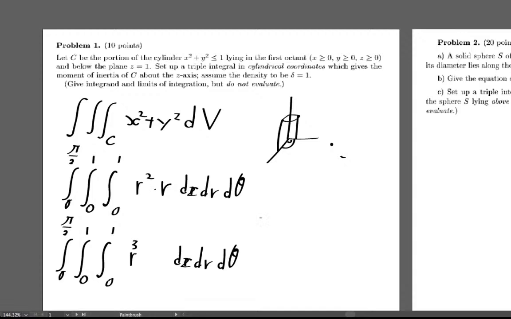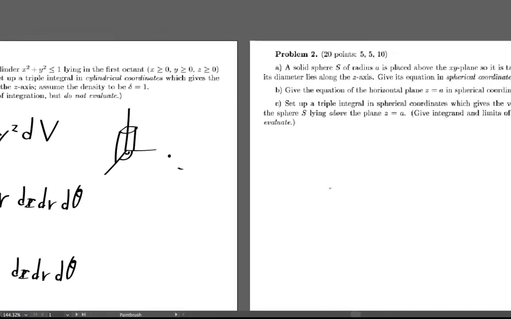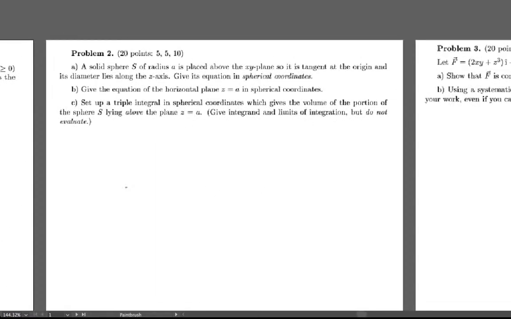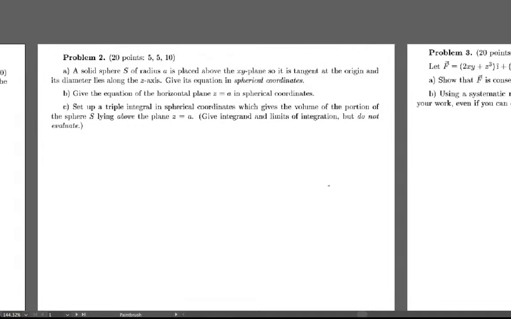Okay, let's go with problem 2. A solid sphere of radius a is placed above the xy plane, so it is tangent at the origin and its diameter lies along the z-axis. Give its equation in spherical coordinates.